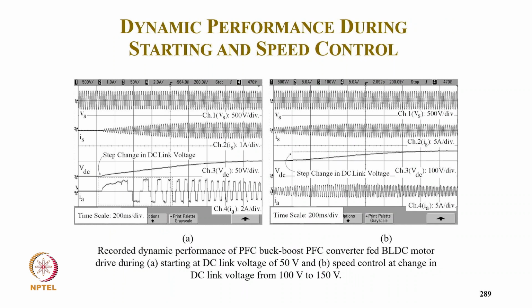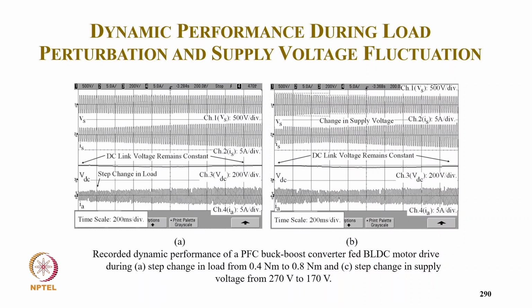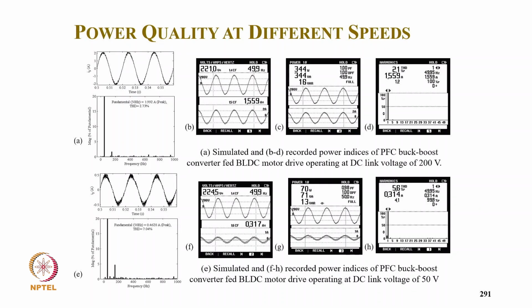This is the starting of the motor. As you can see, the current builds up slowly because at low speed we don't need so much power for the motor; it builds up with very low current and slowly increases. Then there is a step change in DC link voltage for control of speed, from 100 to 150 volt, meaning 1000 RPM to 1500 RPM. And there is a load change from 0.4 to 0.8 newton meter, and a step change in supply voltage from 270 to 170. But the DC link voltage controller maintains the DC link voltage, and the speed is not affected except for a short period.